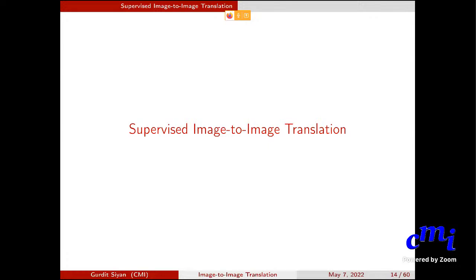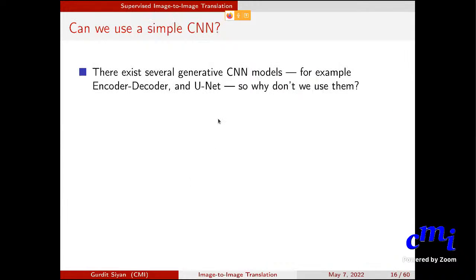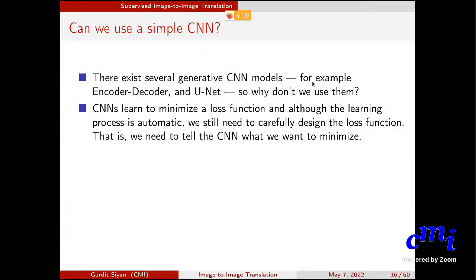Supervised image-to-image translation. In supervised image-to-image translation, there always exist paired samples. This is an input sample and output sample, this is another sample, input, output. There always exist pairs. The question becomes, why bother with GANs at all? Can't we use a simple CNN generative model for the image-to-image problem? Like in UNet, we can just use a normal CNN, or there are also other models like encoder-decoder. So why don't we use them?